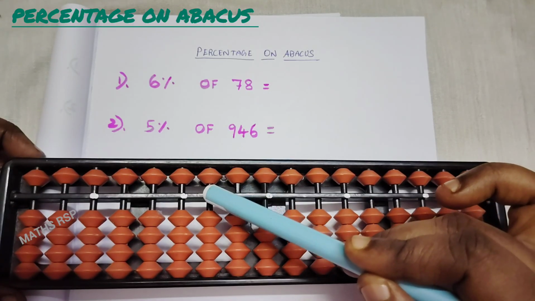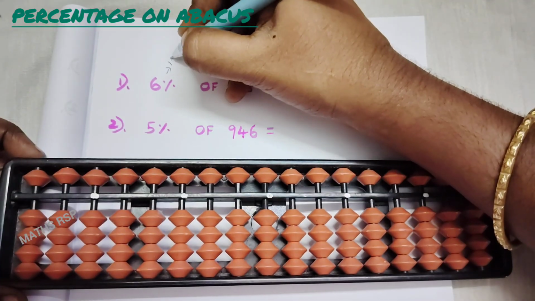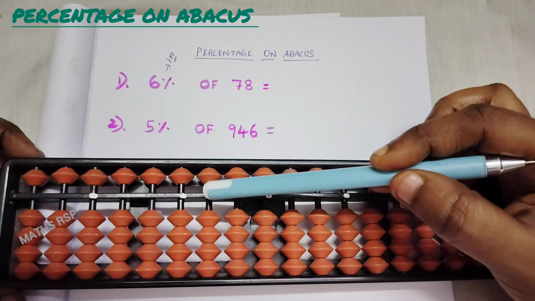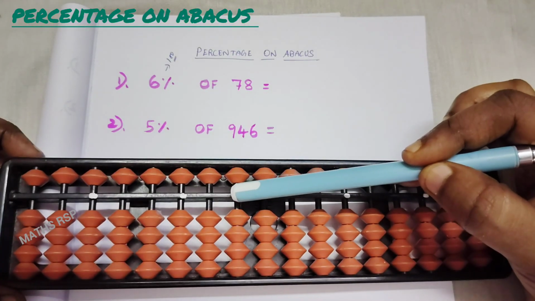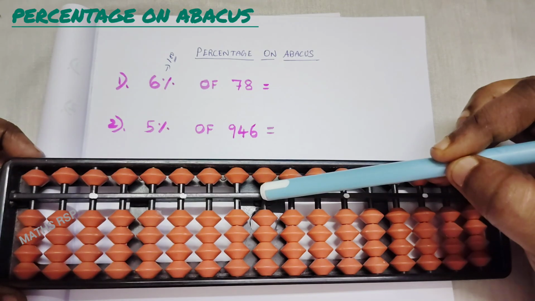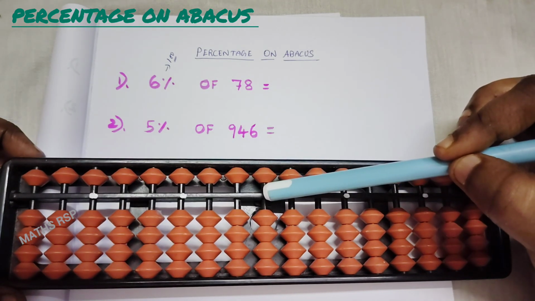But this is a percentage problem, right? Percentage means 100. In hundreds, 2 zeros are there, right? At present, we are in hundreds dot. So from this dot, we need to shift 2 rods. 1, 2. Because 2 zeros are there in 100. So from ones start, we need to start the multiplication process, okay?